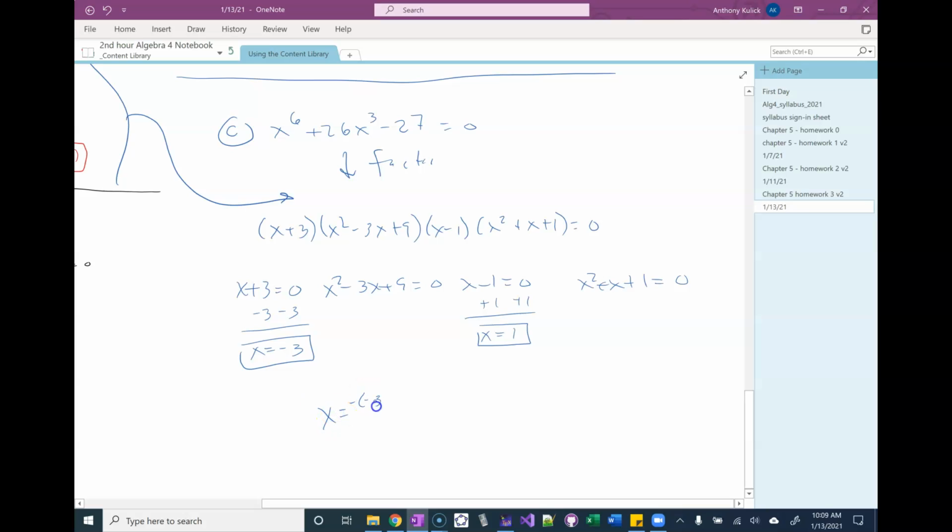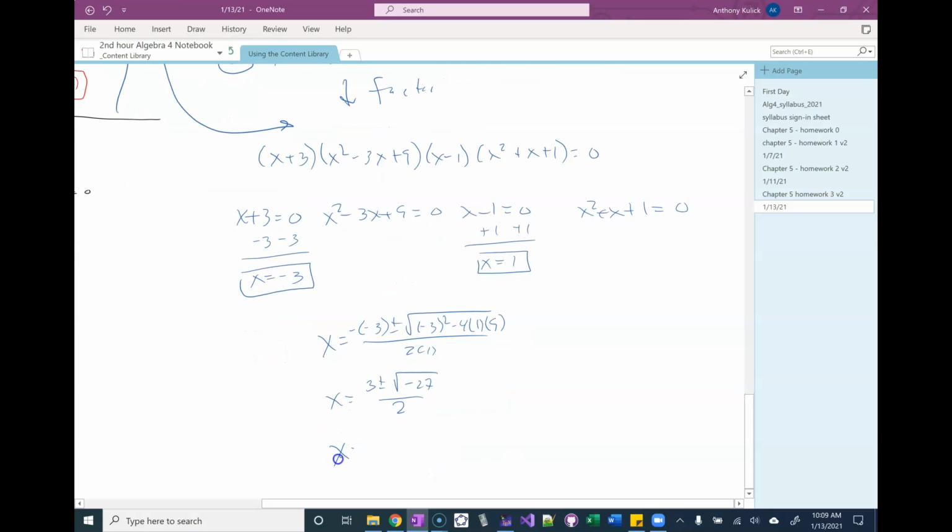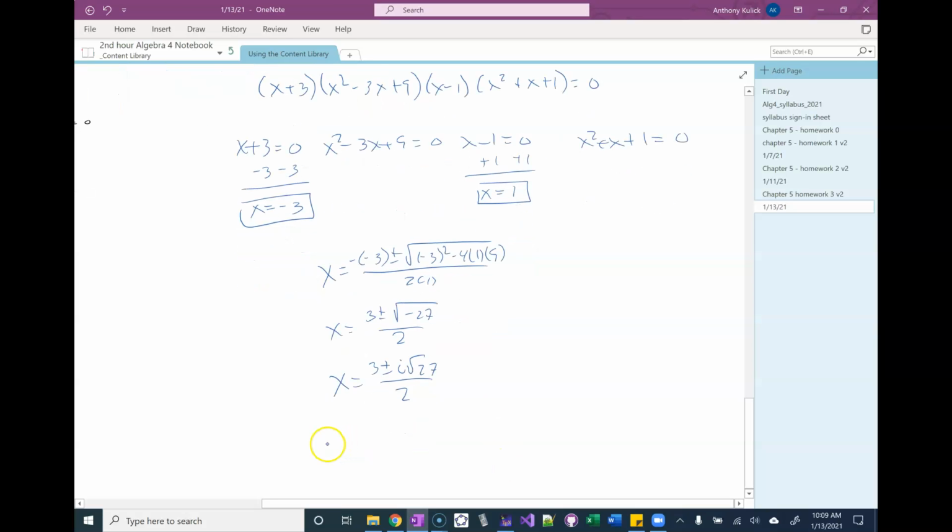So x equals negative of negative 3 plus or minus square root of negative 3 squared minus 4 times 1 times 9, all over 2 times 1. Negative 3 squared is 9. 4 times 1 times 9 is 36. 9 minus 36 is negative 27. So we have 3 plus or minus i square root 27. And I recognize that 27 is 9 times 3. So square root of 27 is the square root of 9 times the square root of 3. The square root of 9 turns into 3. So that's our best answer there.